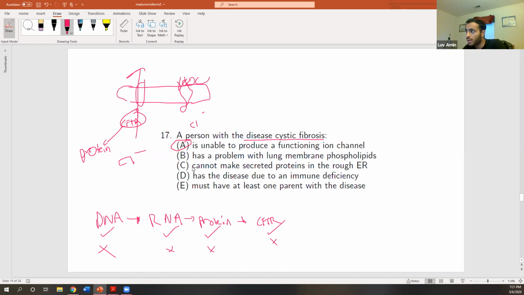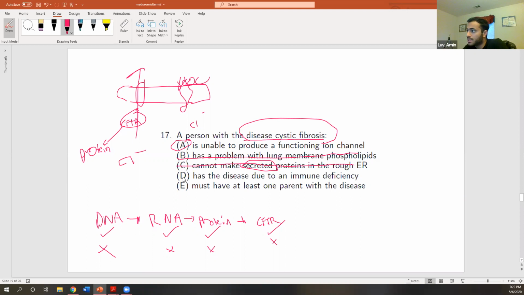Let's keep moving forward. B: has a problem with lung membrane phospholipids. Phospholipids have to do with the membrane, not really the protein that we're generating, so it doesn't really make sense here. C: cannot make secreted proteins in the rough ER. This could be a possible issue, but we know that the disease cystic fibrosis comes from a defect in the ion channel, and this protein is not secreted out, it's actually embedded into the plasma membrane.